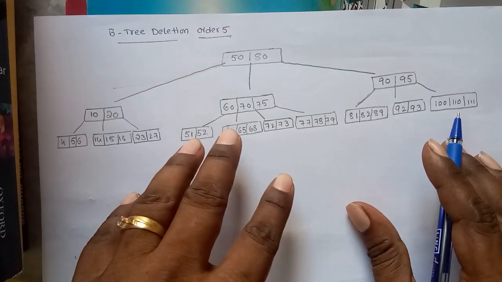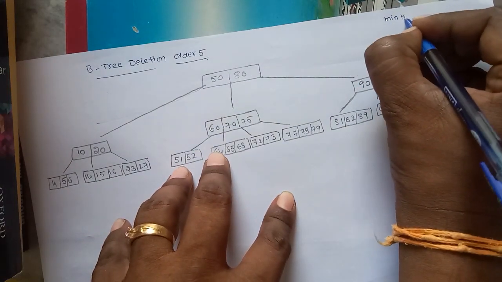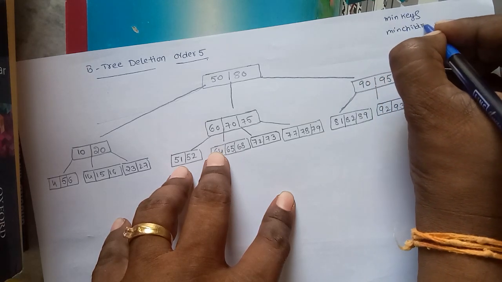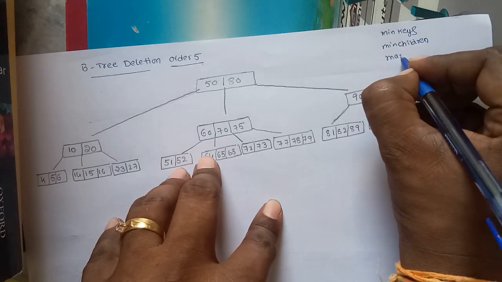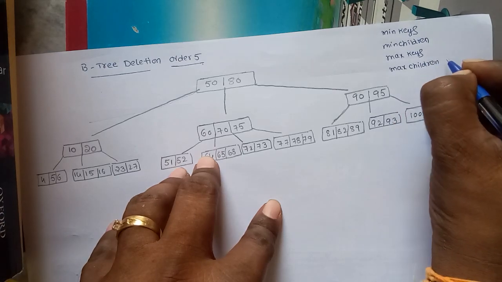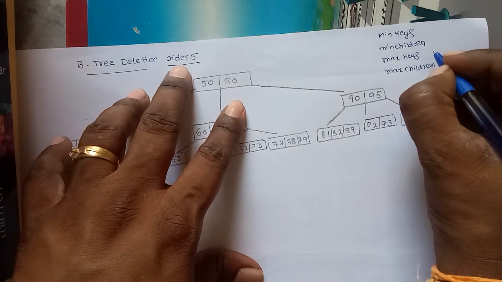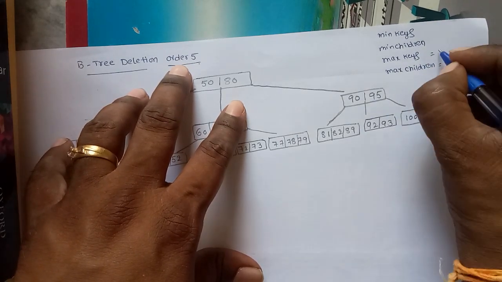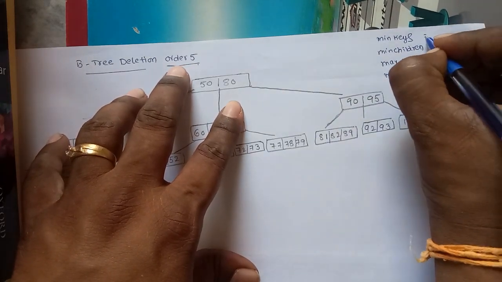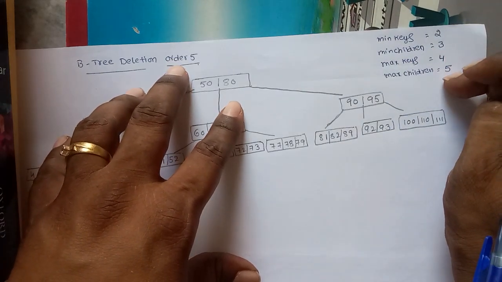So what is the first step? Whenever we are given an order, first check the minimum number of keys and the minimum number of children. Similarly, the maximum keys and the maximum children. Of order 5, the maximum number of children is 5, that is m. The maximum number of keys is m minus 1, that is 4. The minimum number of children is ceil of m by 2, that is 3. The minimum number of keys is ceil of m by 2 minus 1, that is 2. So these are the conditions.